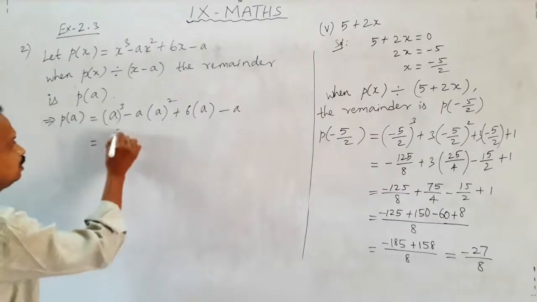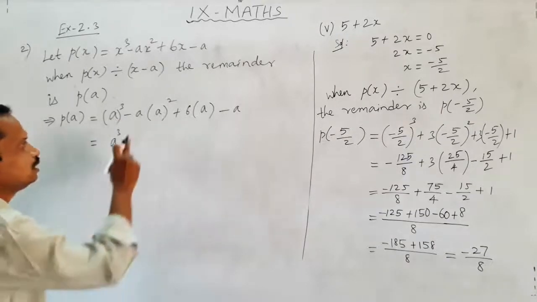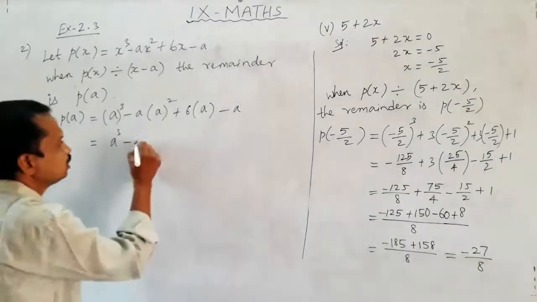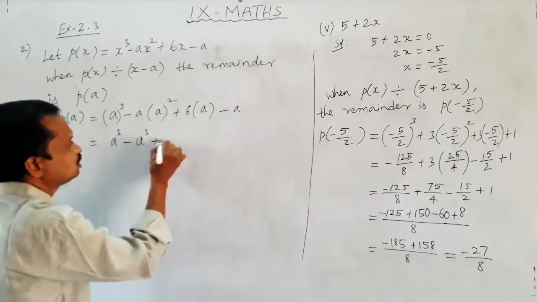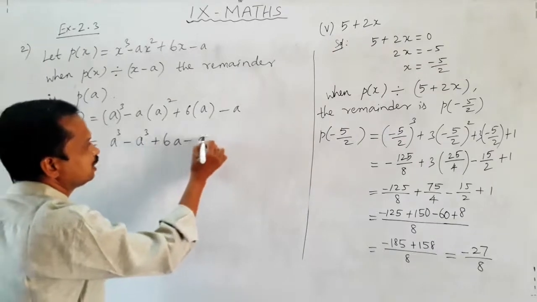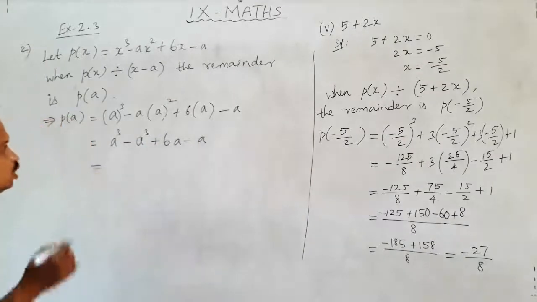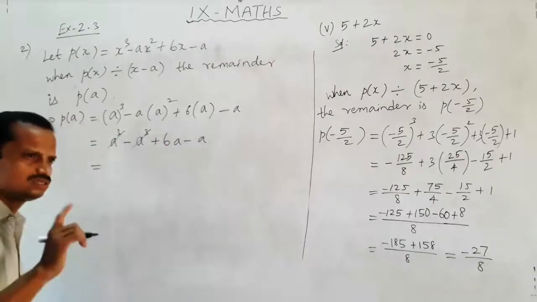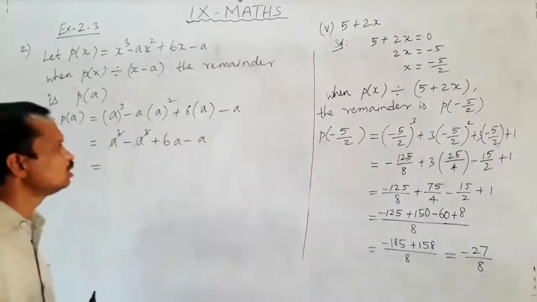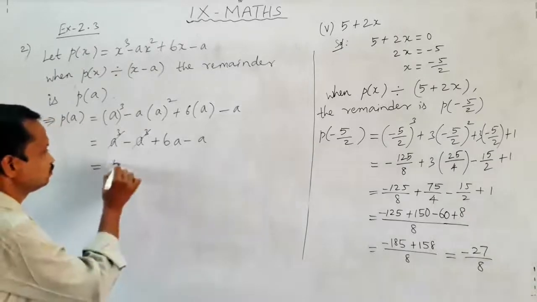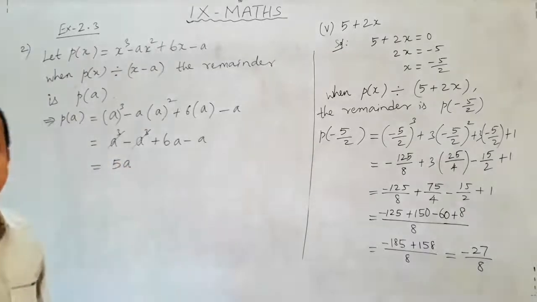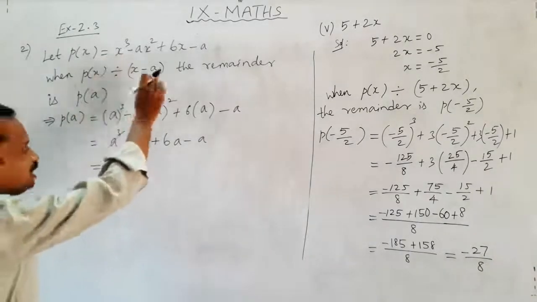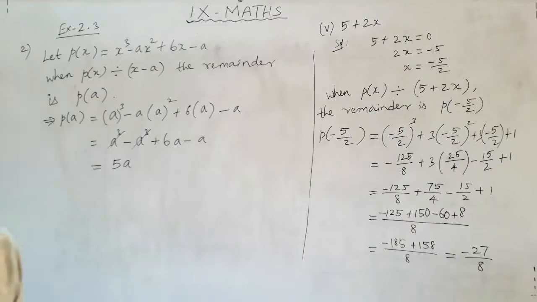A cube means a cube only, and then this is minus a into a square only we will get. Okay, so a into a square again a cube and then plus 6 into a, 6a, and then minus a. So here a cube minus a cube gets cancelled, and this is 6a minus a, that means 6a minus 1a, like that we can understand. So you get 5a. 5a is the remainder when p of x, the given polynomial, is divided by x minus a. Clear? Very simple.